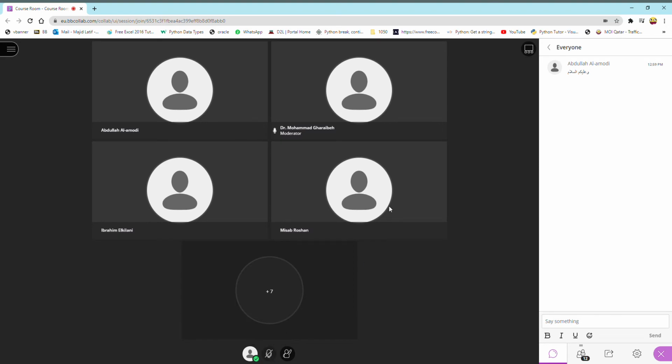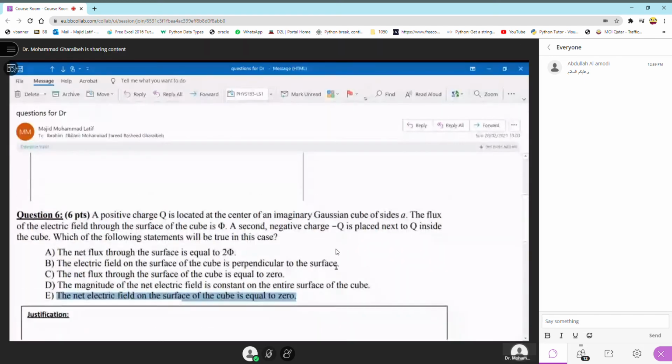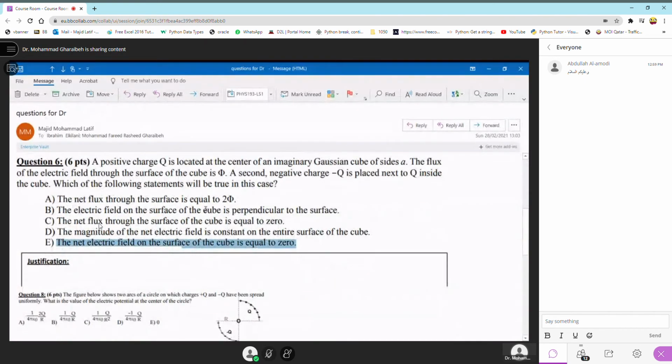What I need is this one. This is 1. This is 2. A positive charge Q is located at the center of an imaginary Gauss cube of side A. The flux of electric field through the surface of the cube is phi. Second, a negative charge minus Q is placed next to Q inside the cube. Which of the following statements will be true? The net electric field on the surface of the cube is equal to 0.